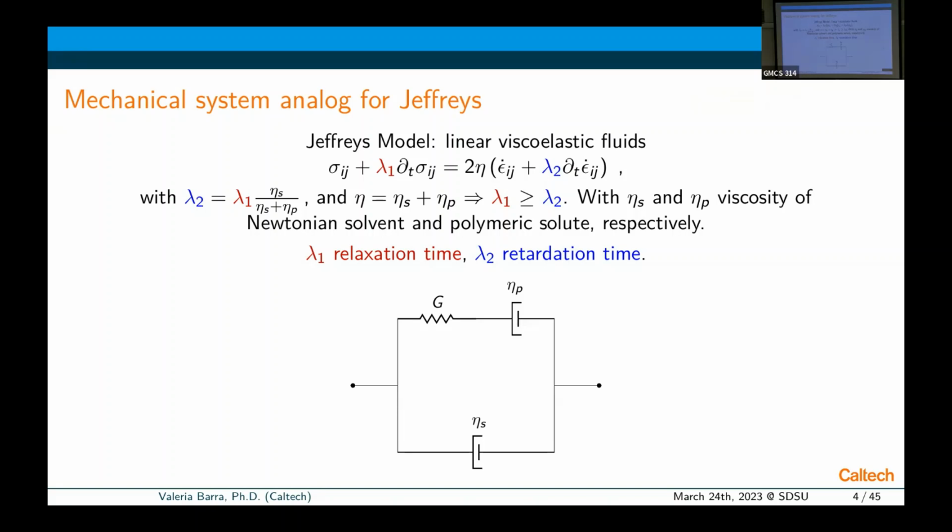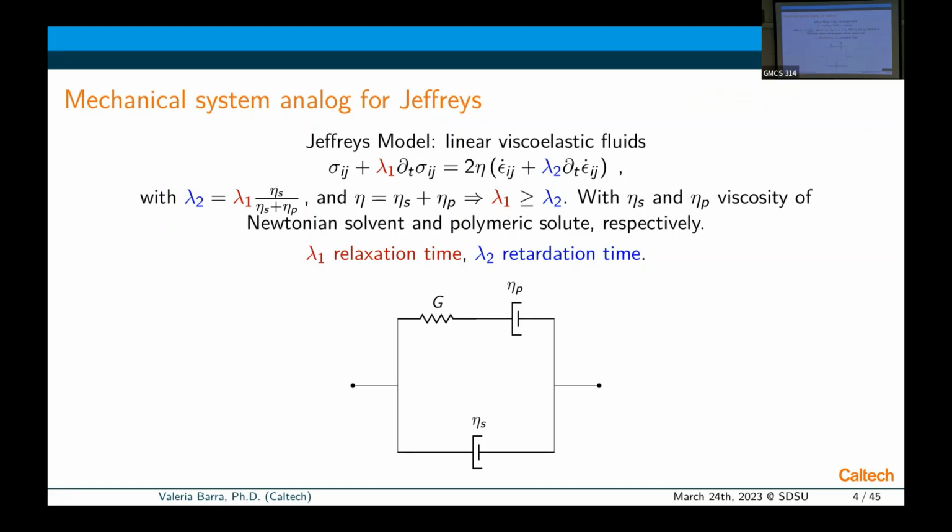It's a non-Newtonian, so it's a complex fluid. It has a time derivative of the stress tensor, and now it also has a time derivative of the strain rate. So if you want, it's like an acceleration. And now we have two characteristic times. One is called the relaxation time again, and the other one is the retardation time. And one is greater than the other by construction.